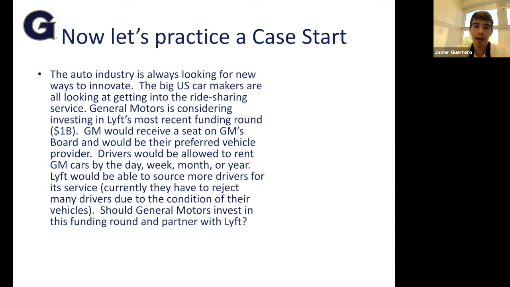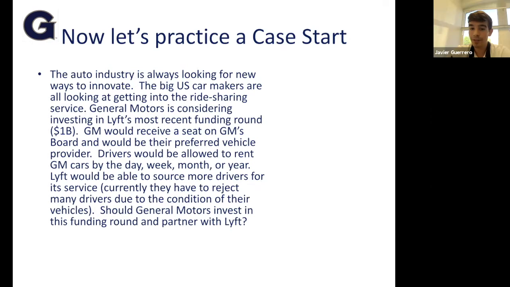In this case, the case is: the auto industry is always looking for new ways to innovate. The big US car makers are all looking at getting into the ride sharing service. General Motors is considering investing in Lyft's most recent funding round of $1 billion. GM would receive a seat on Lyft's board and would be the preferred vehicle provider. Drivers would be allowed to rent GM cars by the day, month, or year. Lyft would be able to source more drivers for its service. Currently, they have to reject many drivers due to the condition of their vehicles. So General Motors invests in this funding round and partners with Lyft.